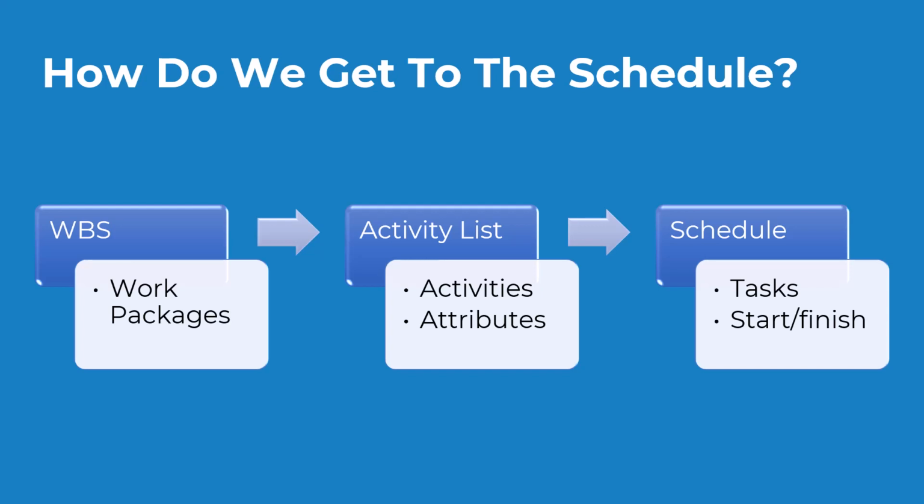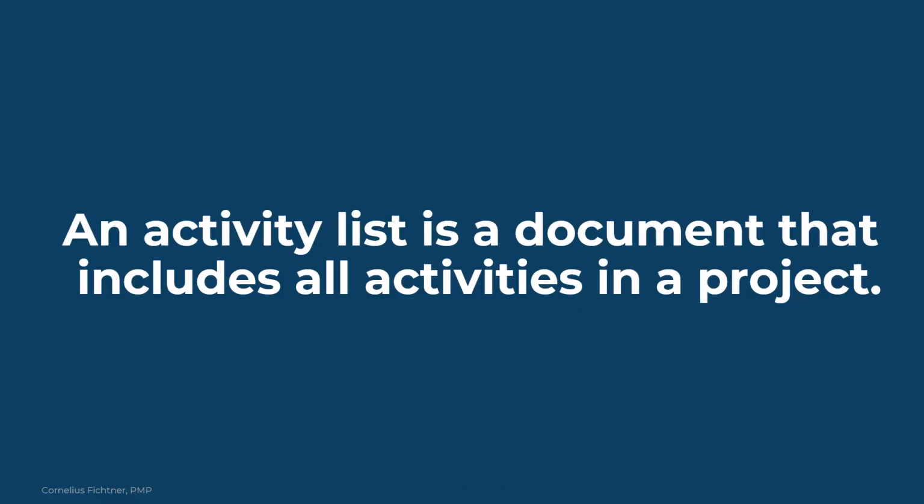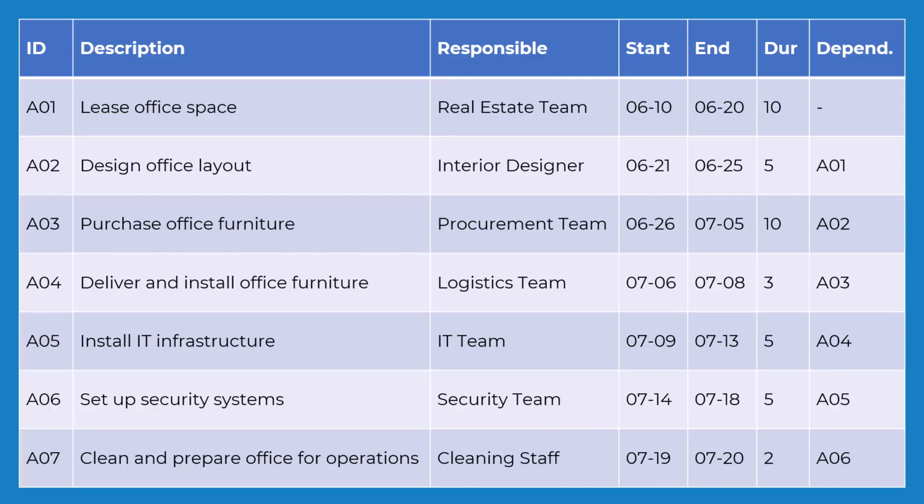We'll discuss the schedule in a different lesson. For the activity list, here is my own very simple definition. An activity list is a document that includes all activities in a project. Here is a simple example for you.